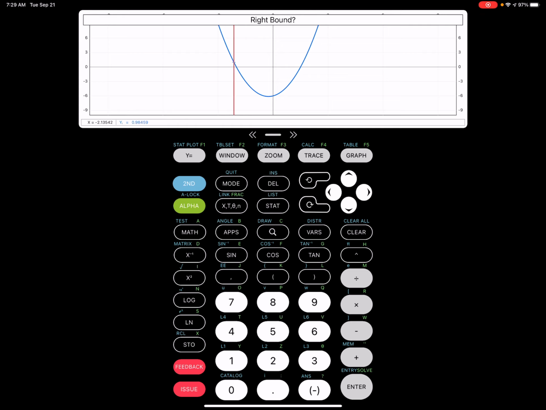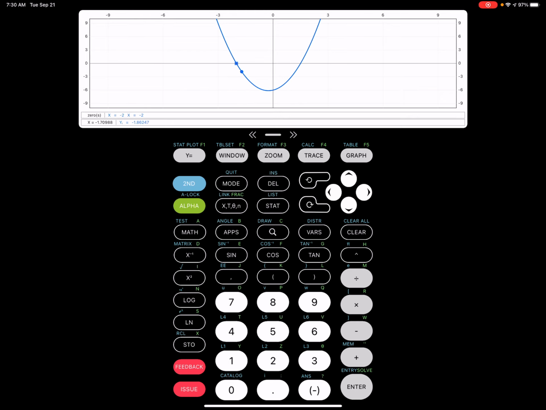And you can see there on my calculator, it shows me a red vertical line that I'm on the left side of that 0. And now it's asking me to go to the right side of the 0. So I'm just going to arrow a little bit to the right. And now I'm on the right side of that 0. I'm going to push enter. Now your calculator is going to ask you to guess. You don't need to guess. So you can just push enter a third time. And you're going to notice that I have a 0 at x equals -2.